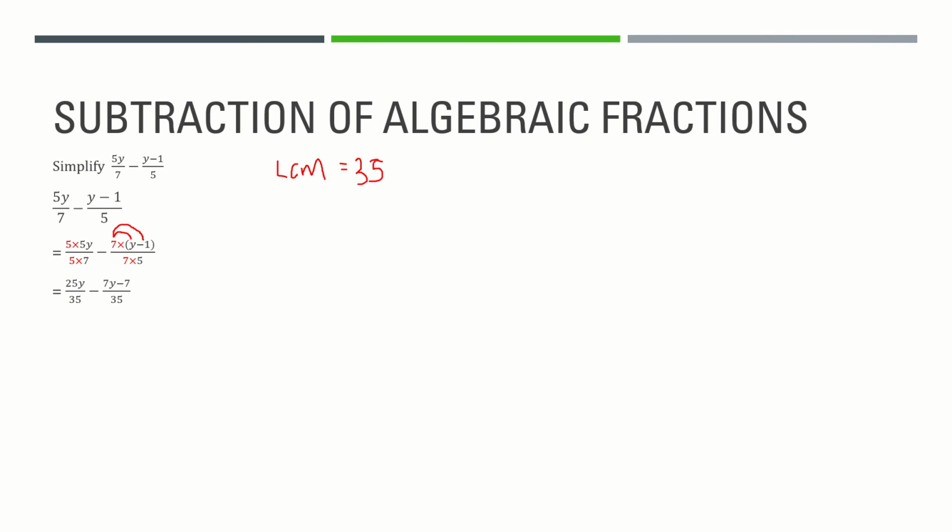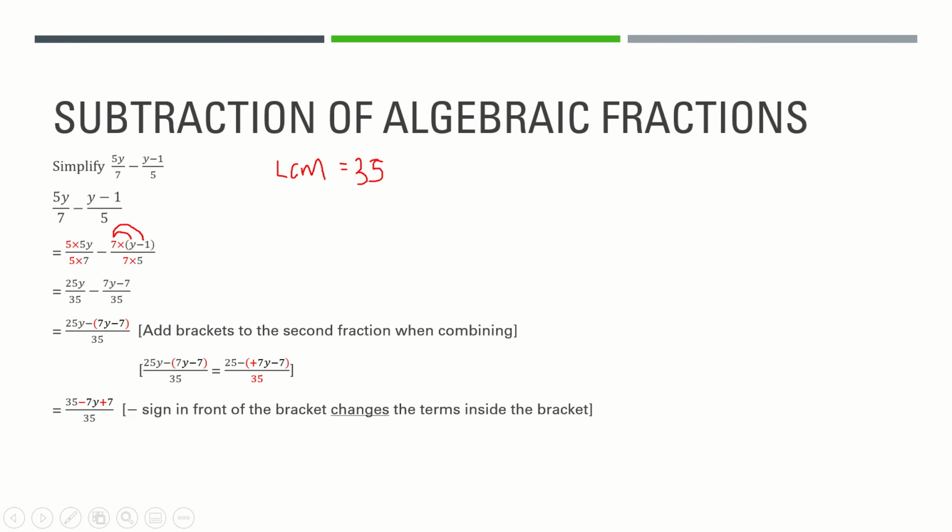You may combine them together now, but whenever you combine, always add brackets to the second fraction. So we put brackets first, and then because the negative sign will always change the terms inside the bracket, it will become like this. The negative will change the positive 7y to become negative 7y. So I hope you can see this. This positive 7y, there's actually a positive sign in front of it that's hidden. So because of the negative sign, when you multiply together with the positive sign, it gives you negative 7y.